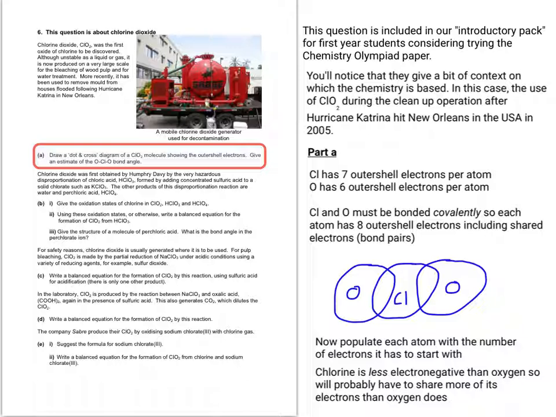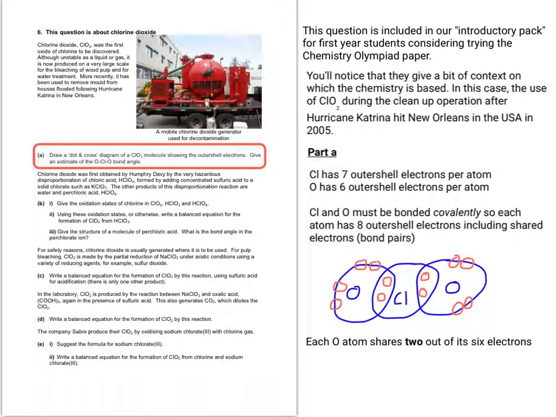Now chlorine is less electronegative than oxygen, so we'll probably have to share more of its electrons than the oxygen atoms do. That generally tends to happen when you get atoms of different amounts of electronegativity that react with each other and bond. The one that has more electronegativity will be less likely to share, and will therefore force the one with less electronegativity to share more of its electrons. So each oxygen atom shares 2 out of its 6 electrons. So each oxygen atom now needs 2 more electrons to make up its octet.